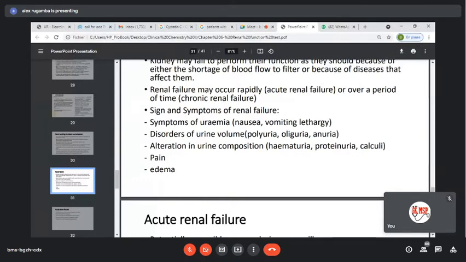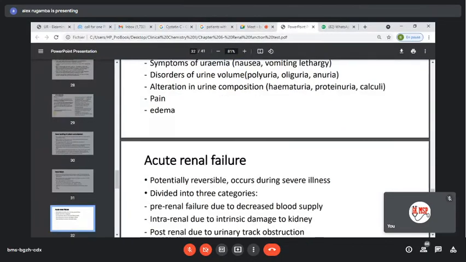So in case of a nephrotic problem, or in case of renal failure, this edema will also be considered as an indication.